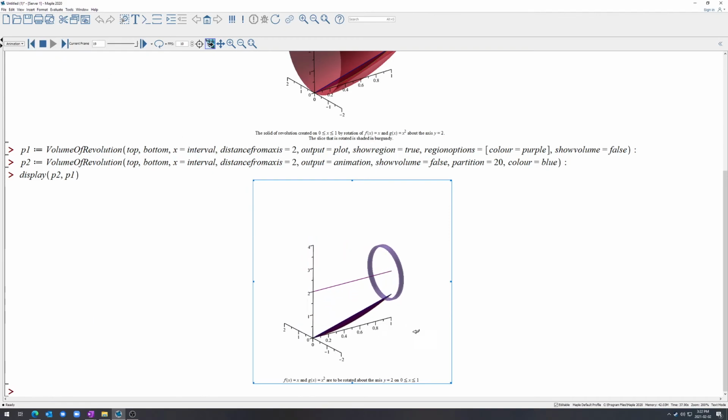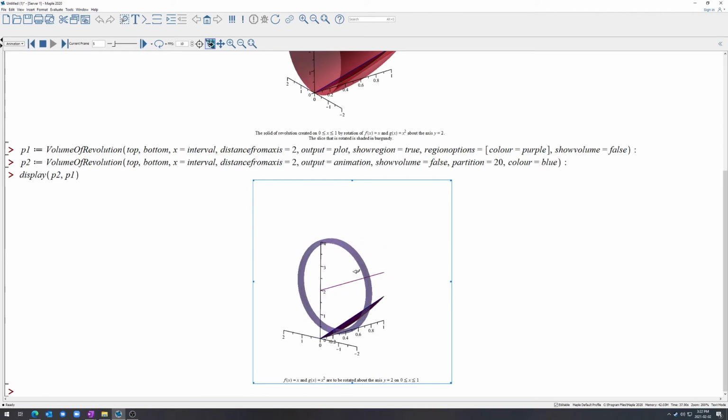So you can see as I rotate this around, the inner radius and outer radius are varying as I pick a value along the x-axis from 0 to 1. So inner and outer radiuses here are a function of x.